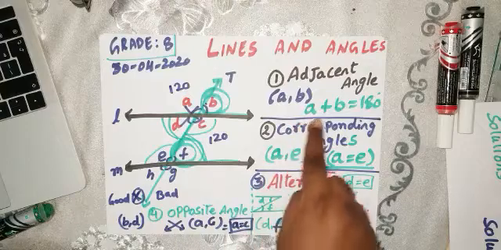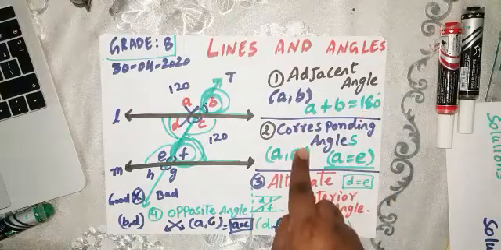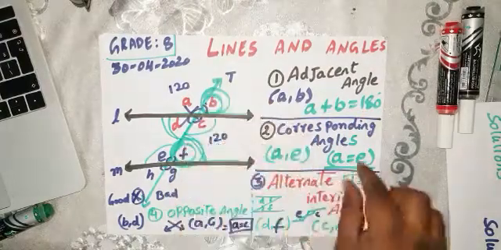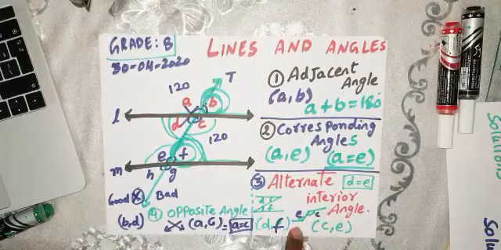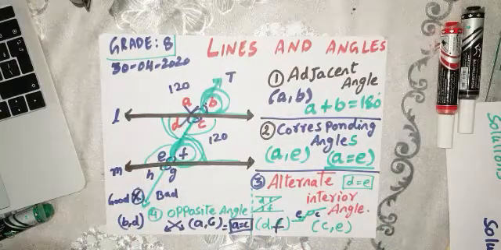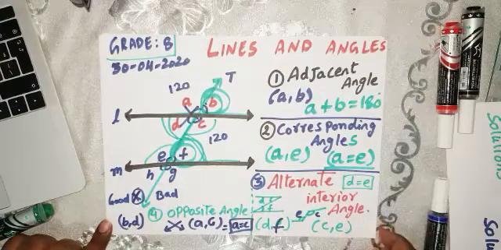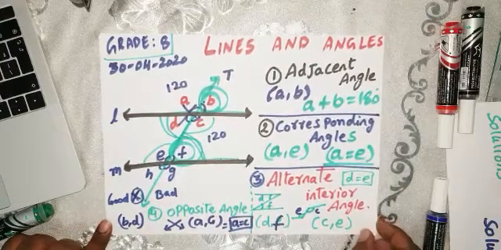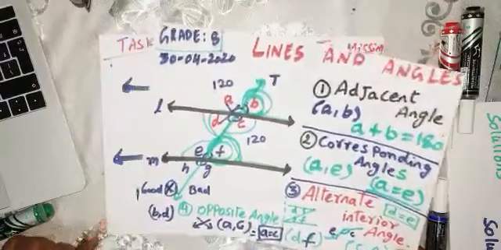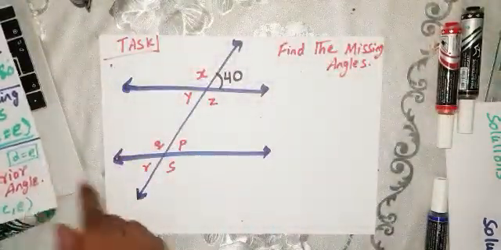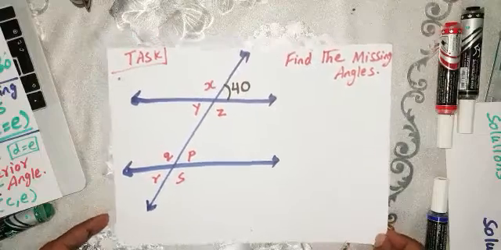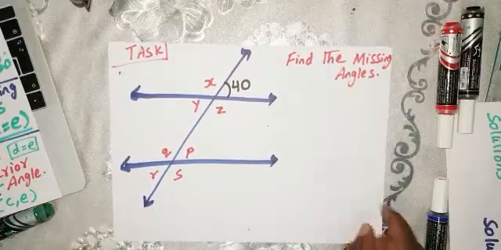Okay, adjacent is side by side, 180. Corresponding is in the same positions. Alternate are the Z and S angles. Opposite are the cross angles. So by keeping these rules in mind, we are going to solve parallel lines and a transversal. And the task for us today is to find the missing angle.